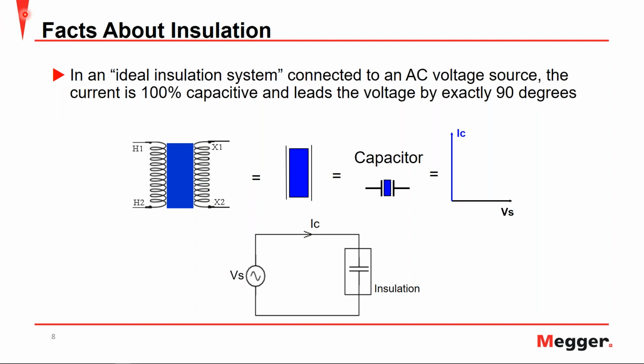And this is important to remember because for power factor testing, you apply an AC voltage and then you essentially measure the leakage or loss current through the insulation. So in the ideal case, there would be no loss current because all of the current is 100% capacitive and would be 90 degrees. And we'll look at why 90 degrees would equal 0 as far as power factor.